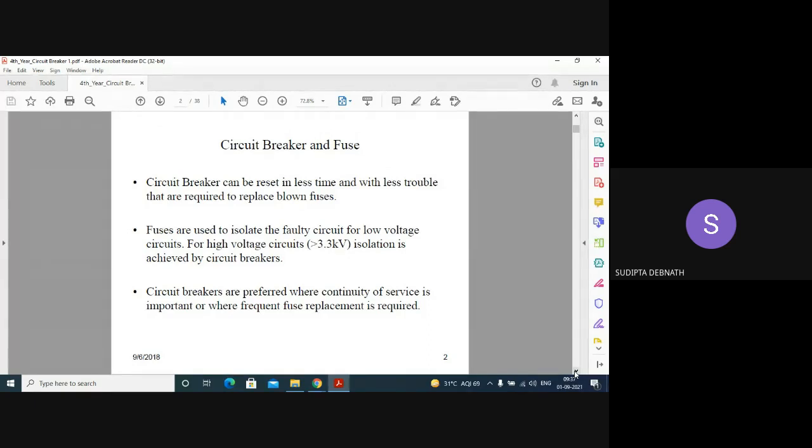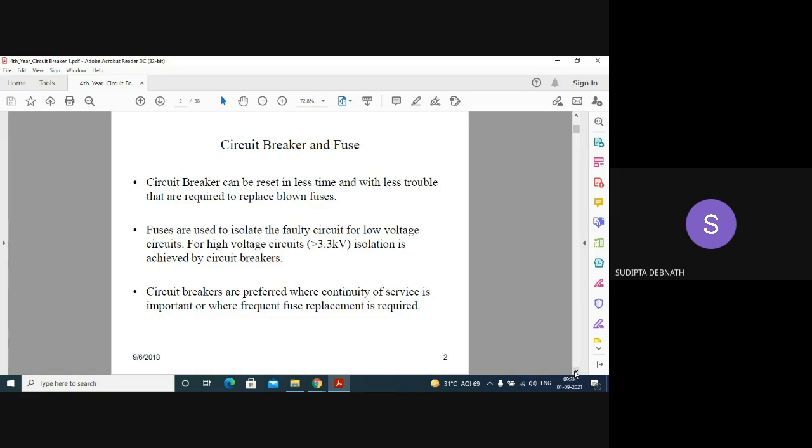Fuses are used to isolate the faulty circuit. Purpose is same, but for low voltage fuses are used. For high voltage, especially above 3.3 kV, the separation is done by the circuit breakers. Okay, circuit breakers are preferred where continuity of service is important. First point will be circuit breakers where fuses cannot be used. Why fuses cannot be used? For high voltage circuits, if fuses are used, there may be flashover.